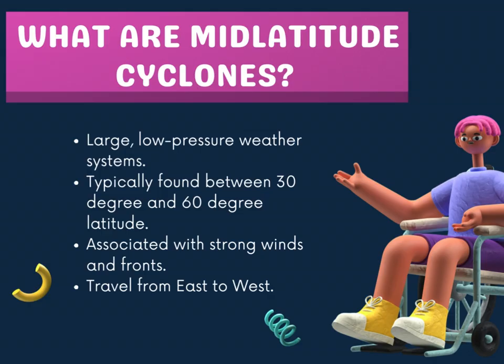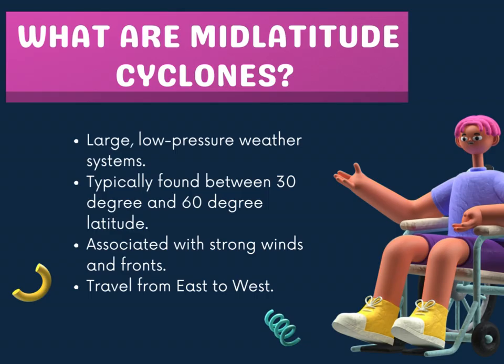Okay, so what are mid-latitude cyclones? These are large, low-pressure weather systems, and they are typically found between 30° and 60° latitude, and they are associated with strong winds and fronts, and they travel from east to west.